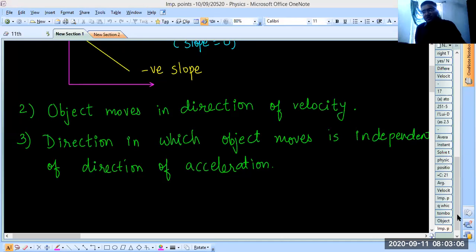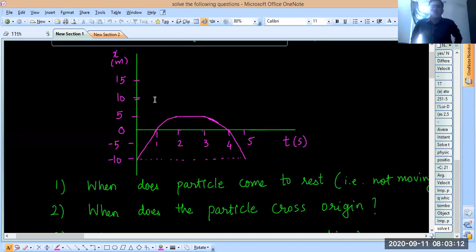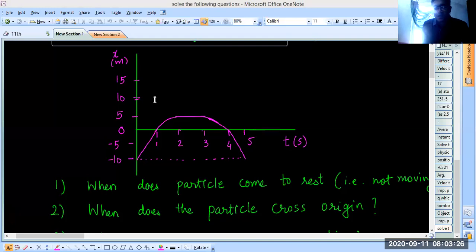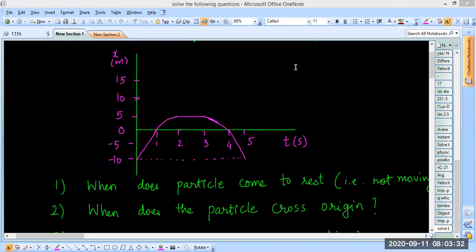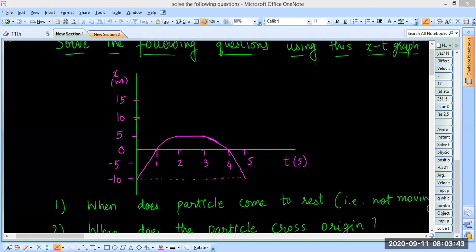Okay, and where's your homework question here? Right. So I'm very quickly going to write the answers to this. We will not take a lot of time with this one, because we have done such things earlier. I expect that we'll be able to get done with it very quickly. So this is an xt graph given to us, and we have to solve these following questions.